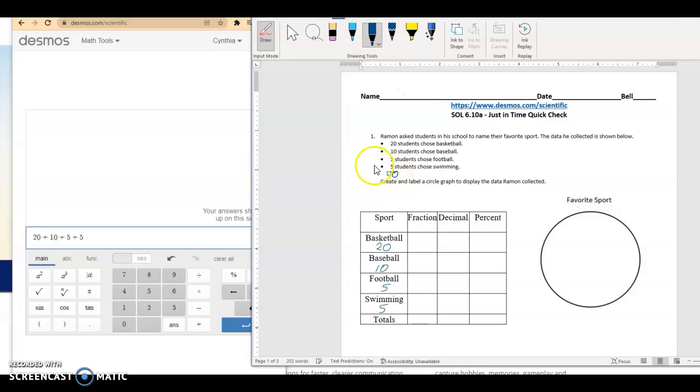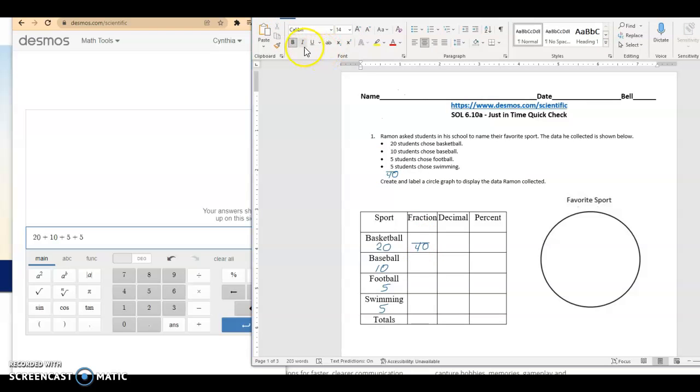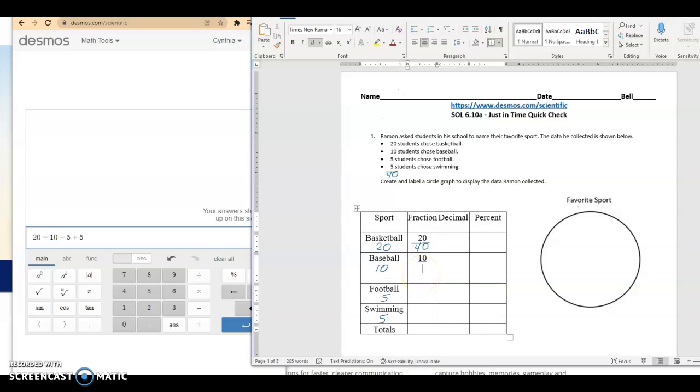So a fraction is a part to a whole. So my whole, or the total number of students I have, is 40. Therefore, 40 is going to be my denominator. Let me see if I can type this, because this is getting on my nerves right now. Which makes my numerator 20 for basketball. For baseball, I have 10. And my denominator is still 40.